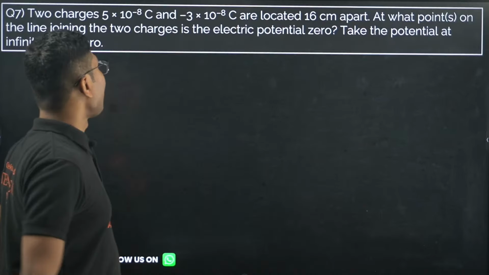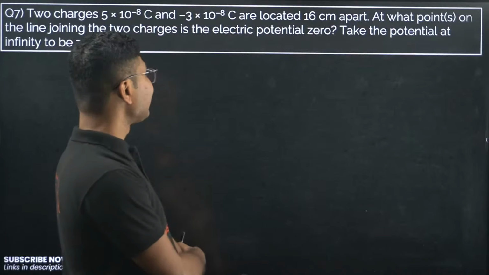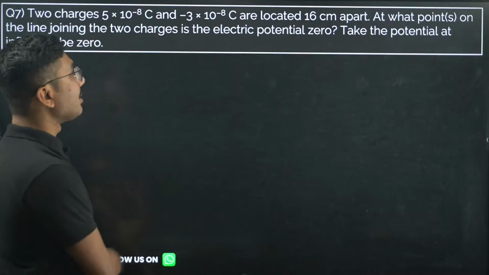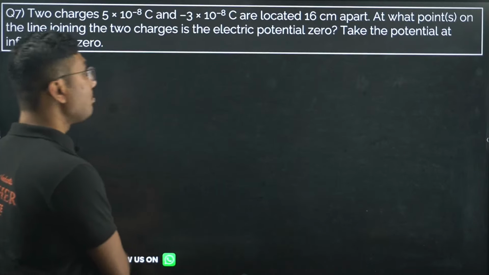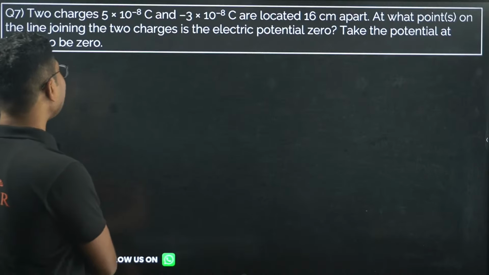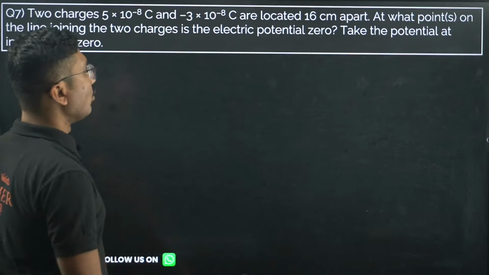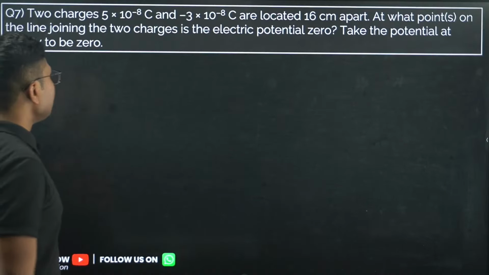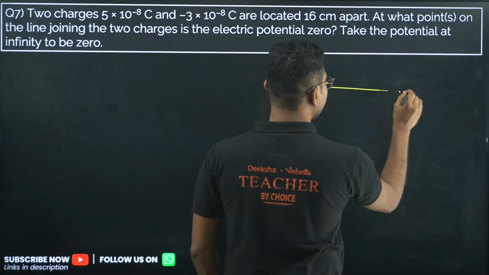Two charges, 5 into 10 to the power of minus 8 coulomb and minus 3 into 10 to the power of minus 8 coulomb, are located 16 centimeter apart. At what points on the line joining the two charges is the electric potential 0? Take the potential at infinity to be 0. This part is just information that potential at infinity is 0.